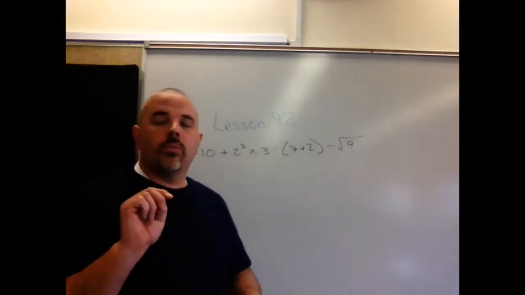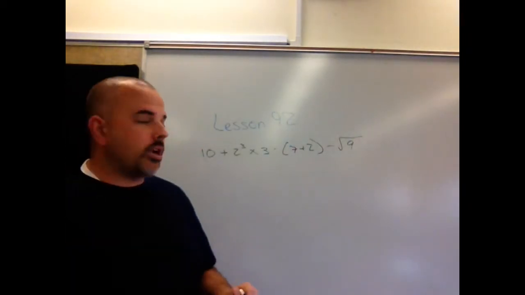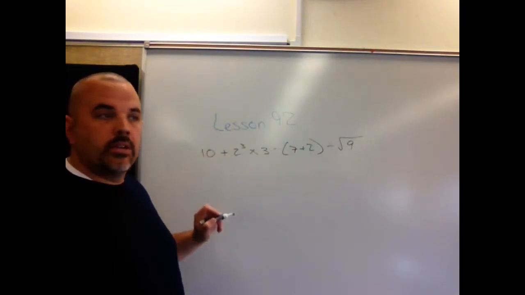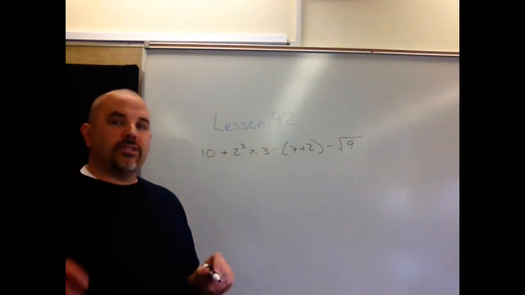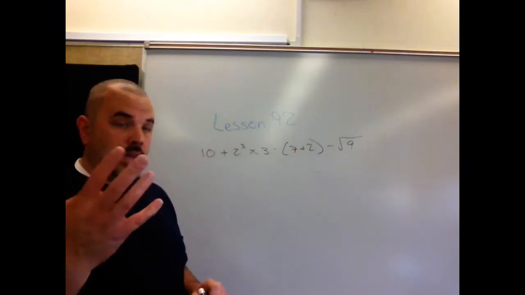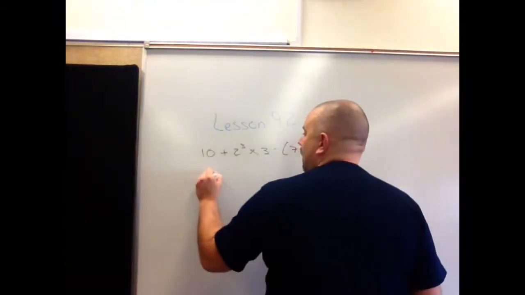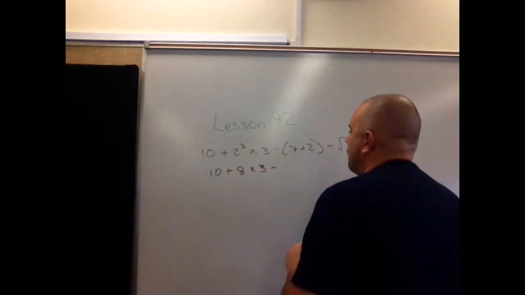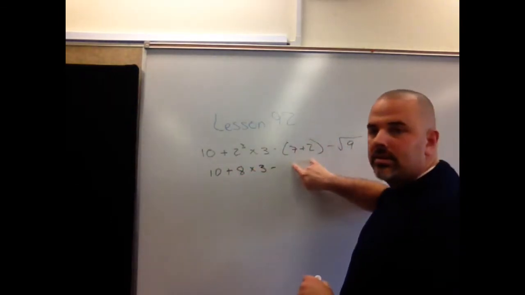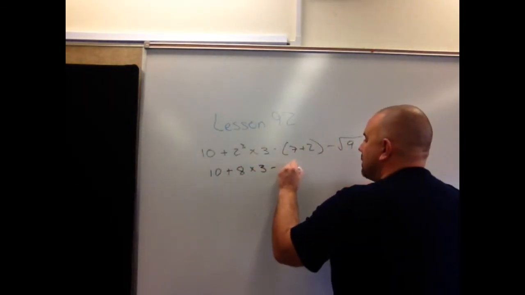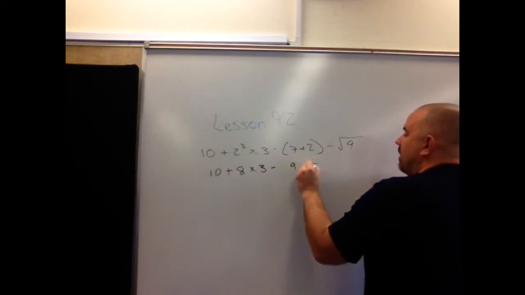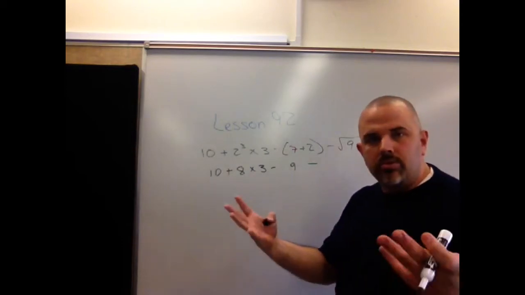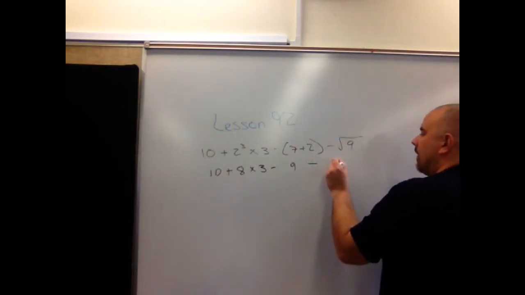Order of operations, when we work with exponents, we start there first. So the first thing we do is find the exponent, which here is 2 to the third. So that's 2 times 2 times 2, which is 8. Let's rewrite this as 10 plus 8 times 3 minus, now let's do the parentheses here, 7 plus 2 minus 9 divided by the square root of 9. I told you the square root of 9 is 3, divided by 3.